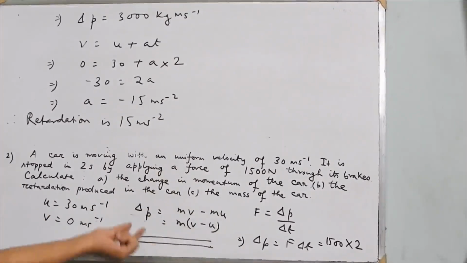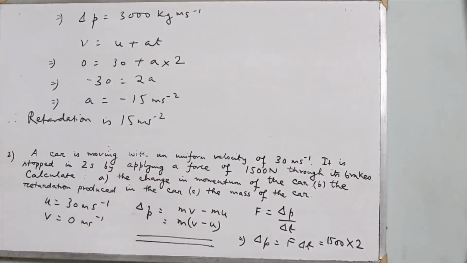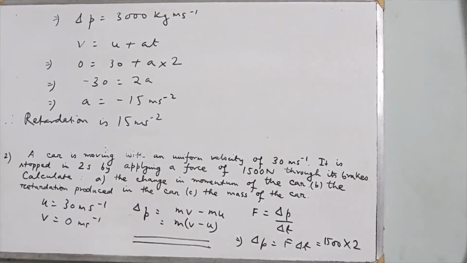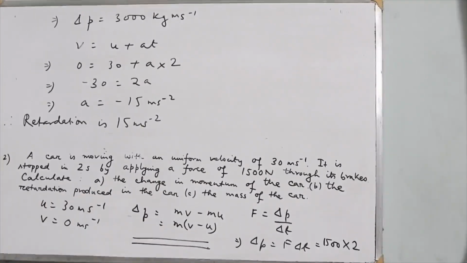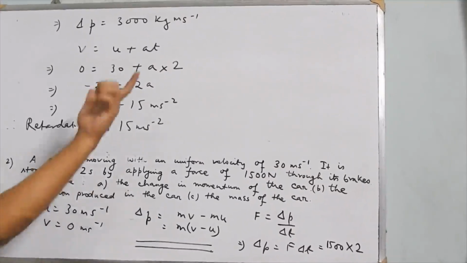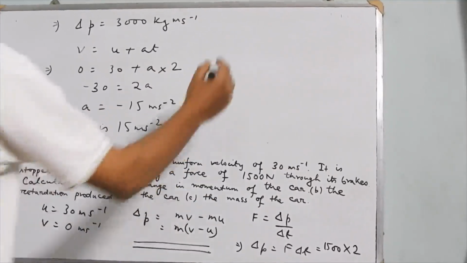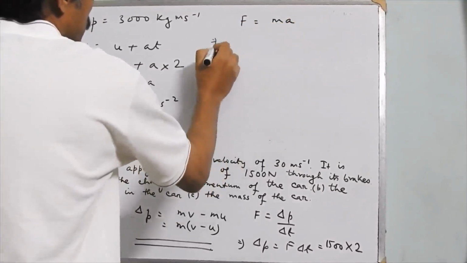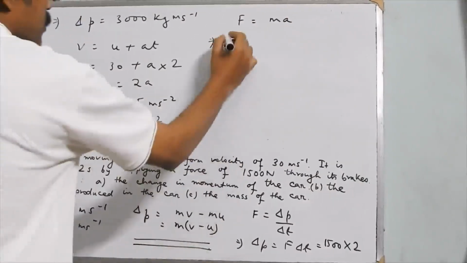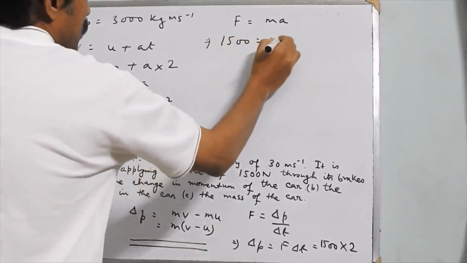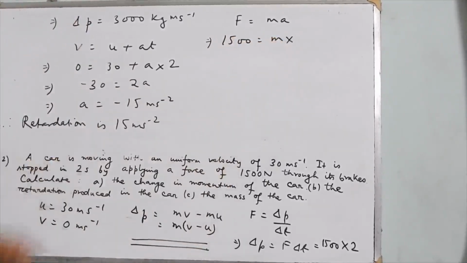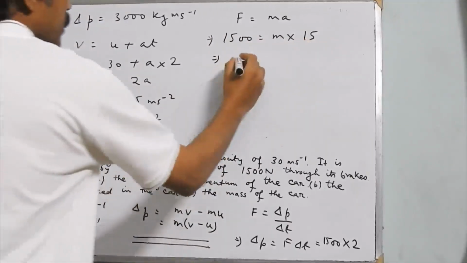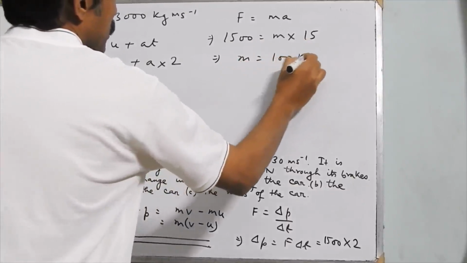If you remember, change in momentum is mass into change of velocity, and we already know what the force is. From that you can calculate mass, either from this one or from the equation F equal to ma. So let me use F equal to ma, which will be much simplified. So the retarding force was 1500, and the retardation that we will use is 15. So obviously 1500 by 15 is 100. So m is equal to 100 kg.